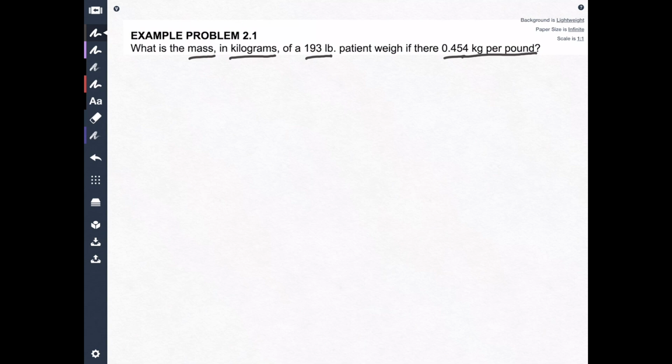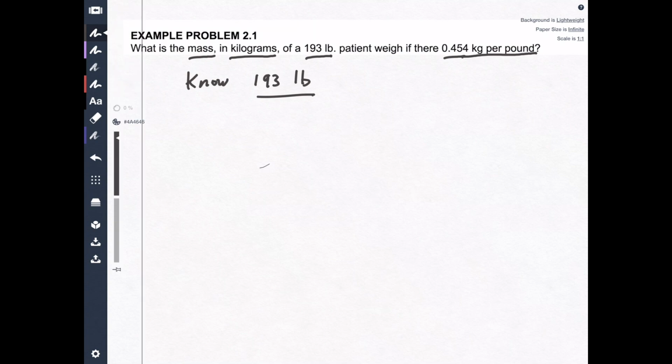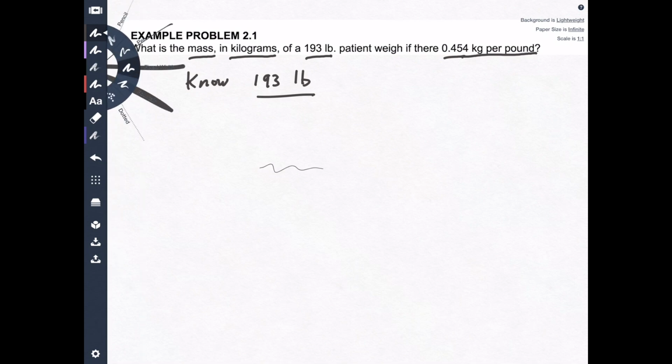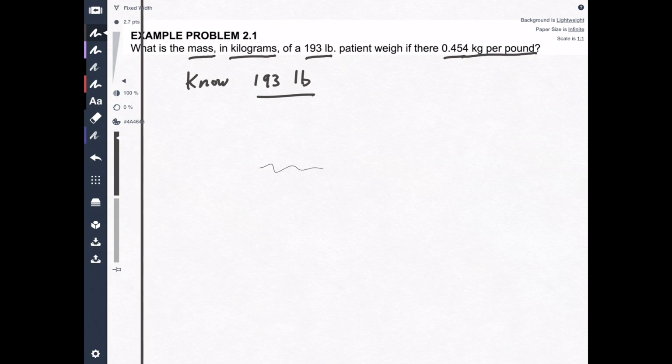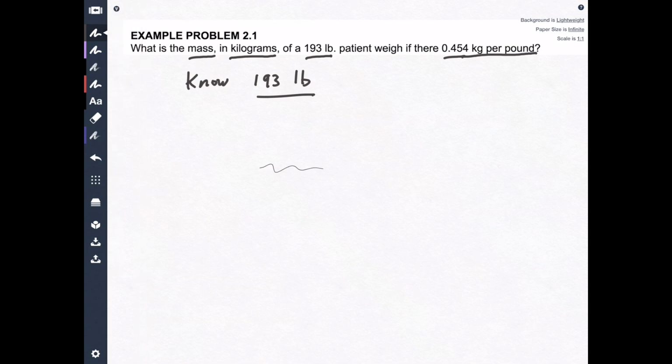Let's see. What do we know? We know that we have 193 pounds. Make this marker a little bit smaller. Oops, maybe a little too small. Pardon me. Make it a little bigger. There we go. 193 pounds. And we also know that there are 0.454 kilograms per pound.